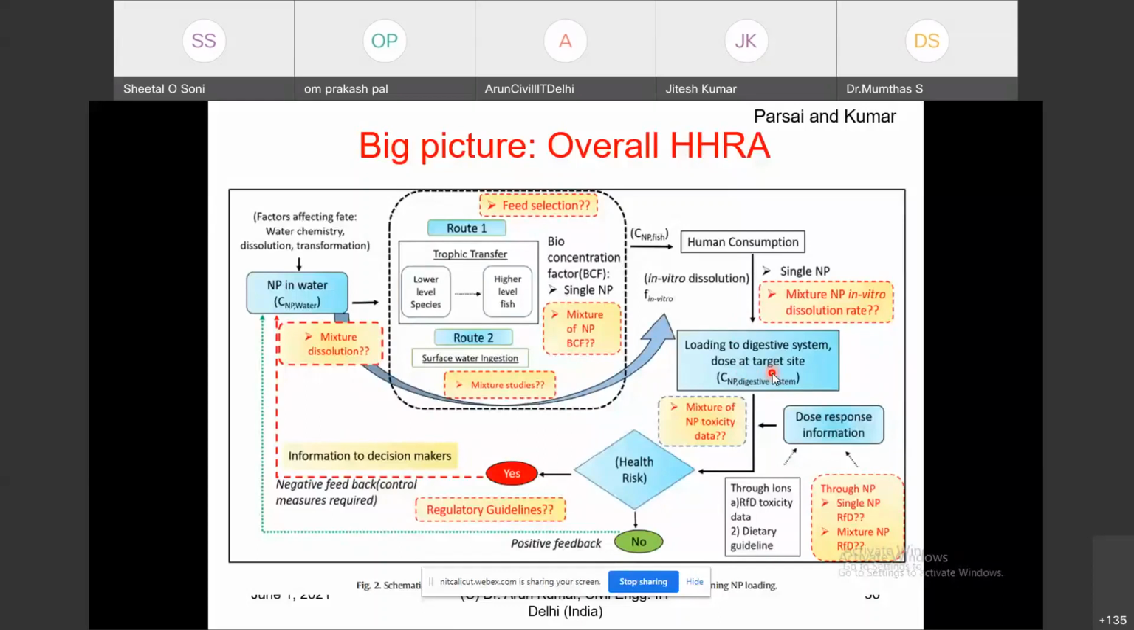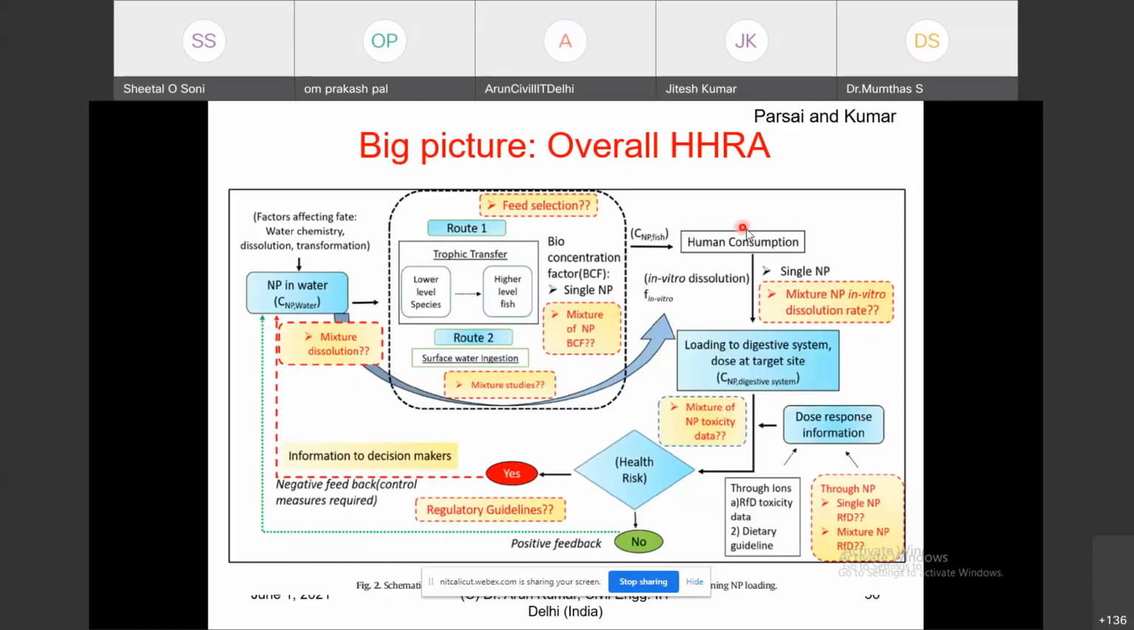So please take 5 minutes on this slide, because obviously this slide is very detailed, but it can give you the idea of where we do risk assessment right now and what more information we can have to get more detail. So you can start from here. We have a nanoparticle in water, so we will have some exposure. One is obviously consumption of fish or surface water ingestion. Then we will have two types of exposure doses. As I mentioned, we are eating some fish, and we are also doing a swimming activity and ingesting water also.